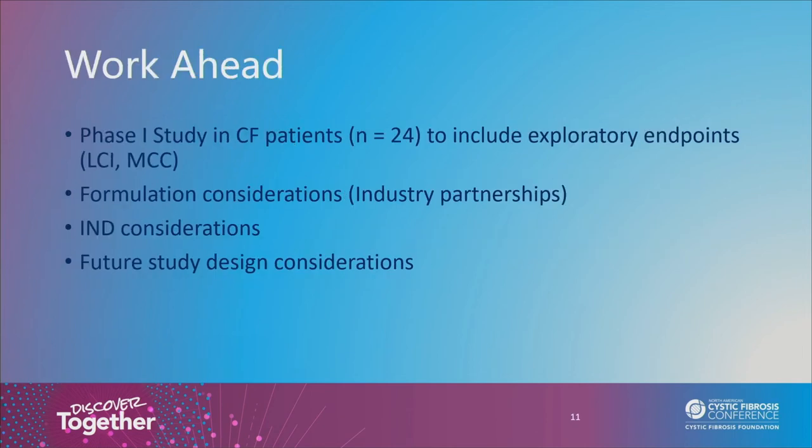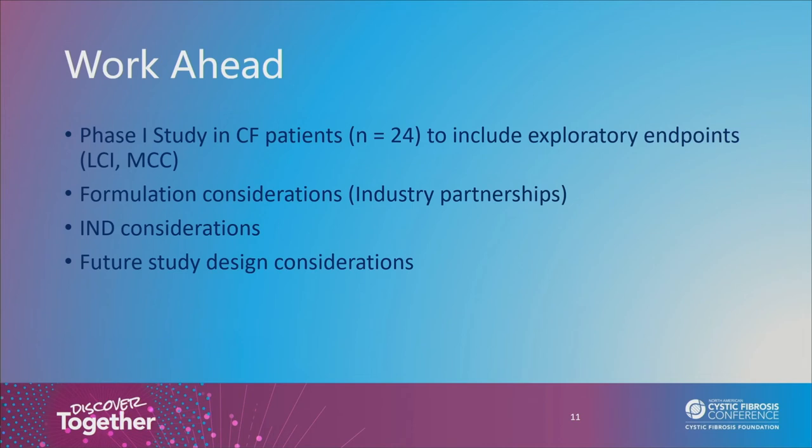So our work ahead, number one, is obviously to be able to do this study with CF patients. We're doubling our sample size to 24, not just to get a little better reassurance about the safety with larger numbers, but also to include some exploratory endpoints. We're going to look at sputum. We're also going to do LCI and MCC type measurements with radionuclide studies.